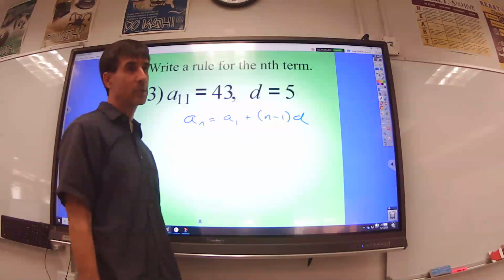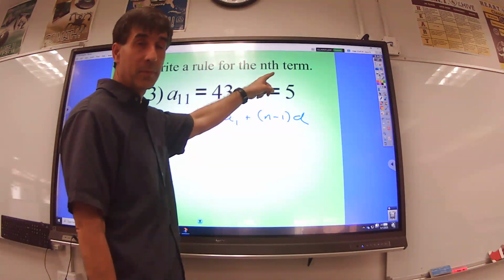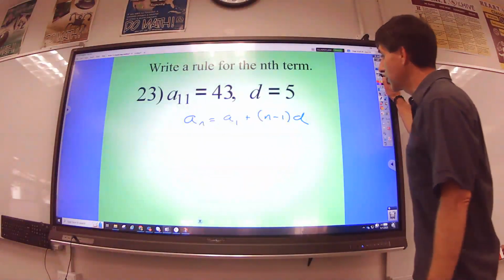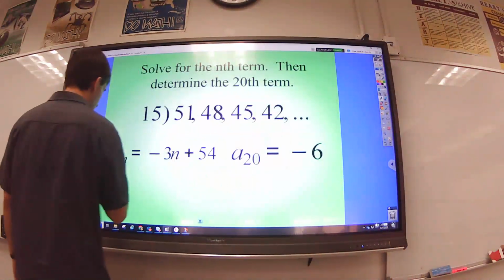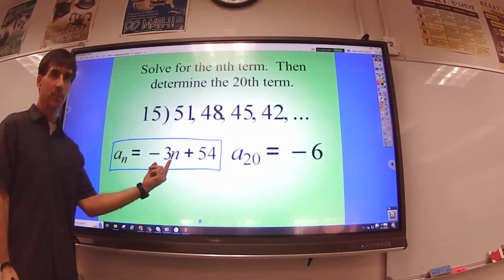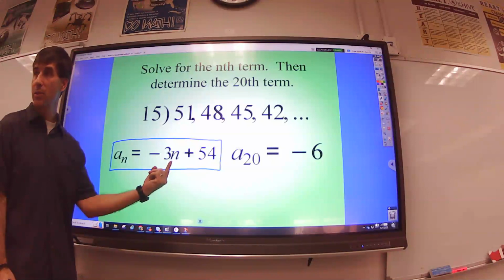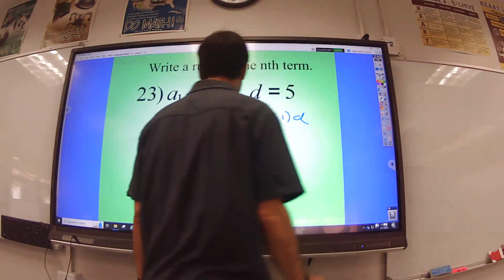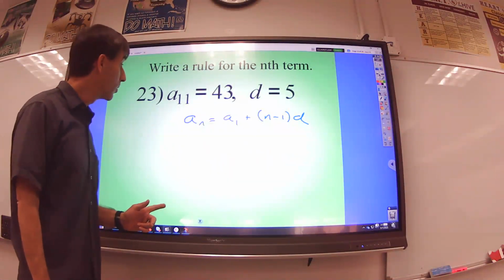Okay, the question is, what is the right rule for the nth term? What we're basically asking there, and that's a good question, by the way, Jackie, is the nth term looks like this. We leave it in terms of n. This is the nth term. So it's the rule. Okay, so what is the nth term? Well, first I have to figure out the first term. Let's plug in what we know.